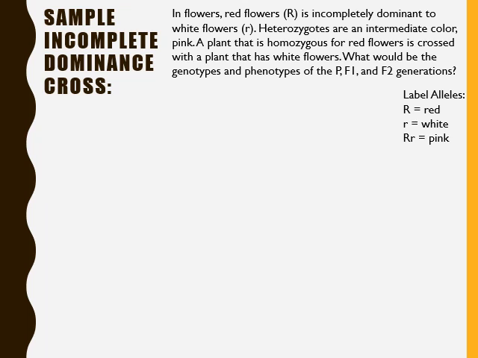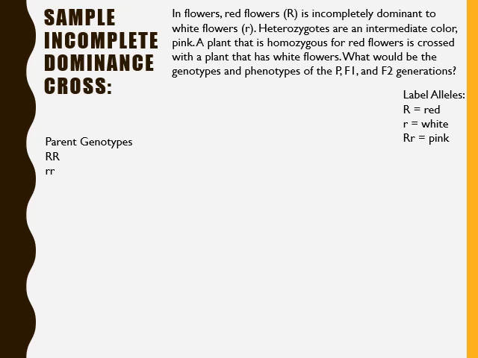Now we need to figure out our parents, our P generation. Well, we're told that we have a red flower plant and a white plant. The only way they can be red is by having 2 red alleles, so big R, big R. And the only way they can be white is by having 2 recessive alleles, little r, little r. So we got 2 parents, big R, big R and little r, little r. If we had a heterozygote, big R, little r, it would be pink, and we'd know it.